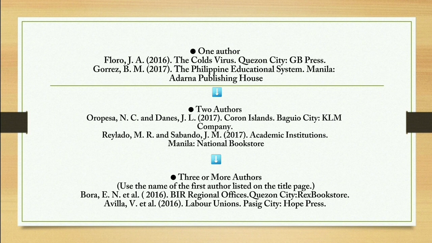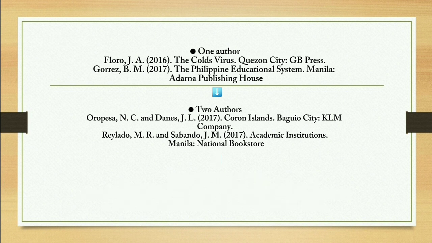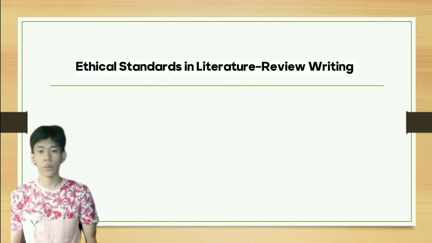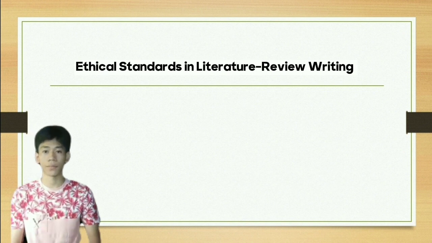A work by three or more authors lists only the first author's name, followed by et al., in every citation. So now, I will discuss to you the ethical standard in literature review writing.